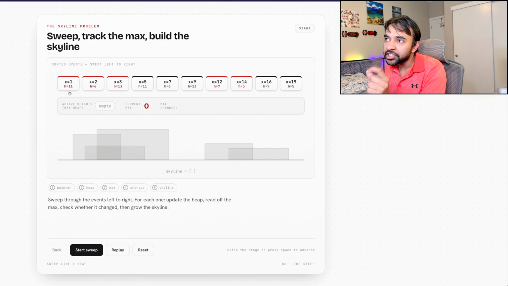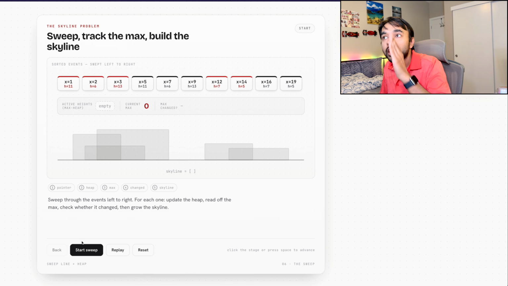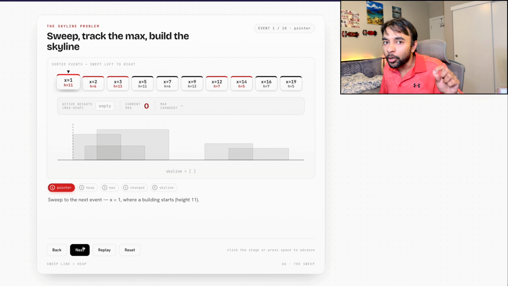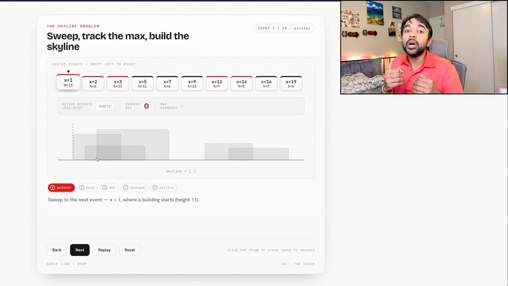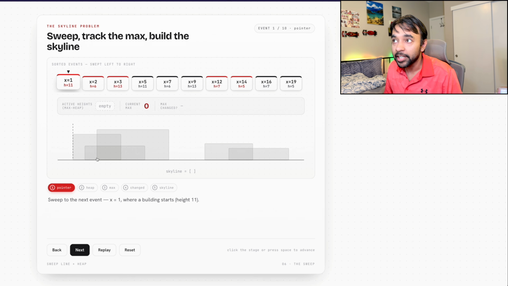So for starting, x equals to 1 and height equals to 11. So what I'm gonna do, I start my pointer over here. I got the first event, correct? And notice this visual diagram also. It will help you to understand how in just a single scan, we will be able to complete our skyline.